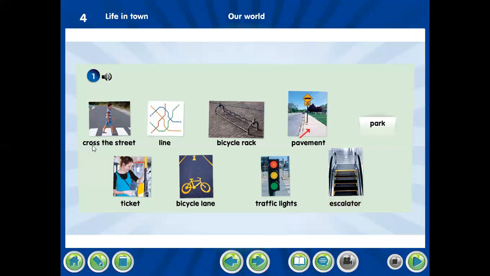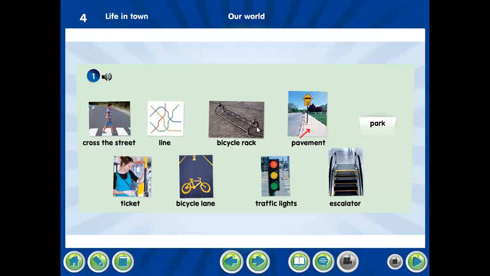Cross the street. You know, cross is the action when you go to one side to another side. You cross the street. Okay? This is line. And this line is, for example, for buses. The buses line. Or could be for underground. Or for trains. Okay? But this is line.